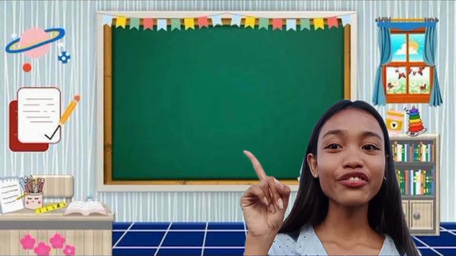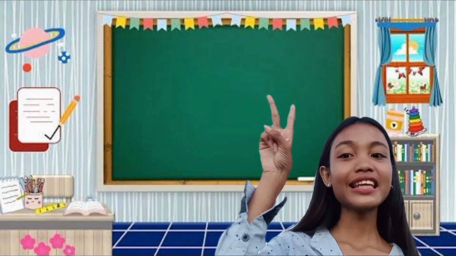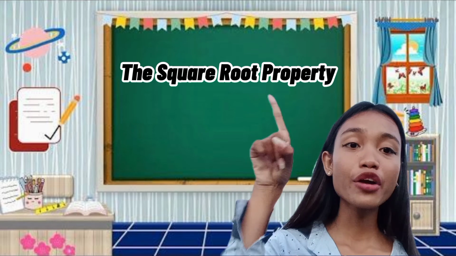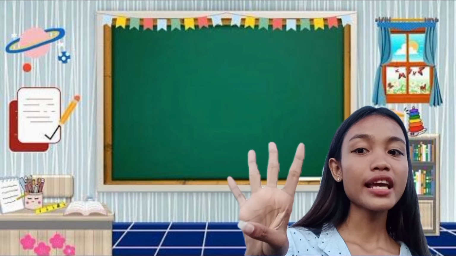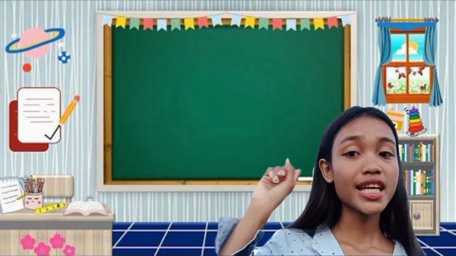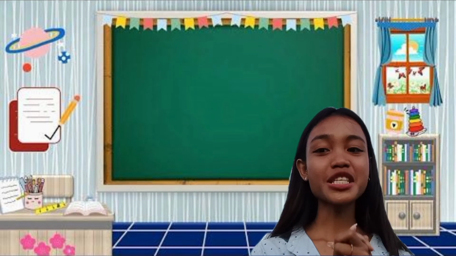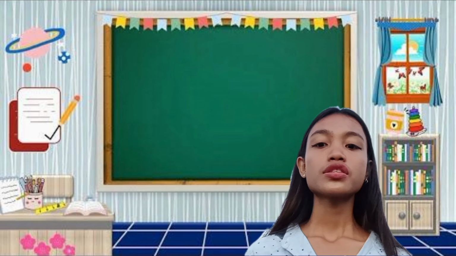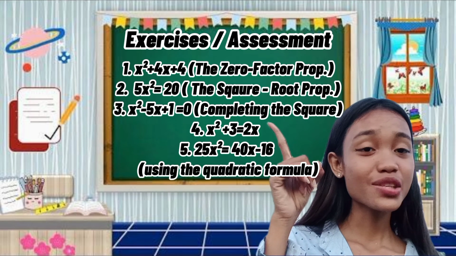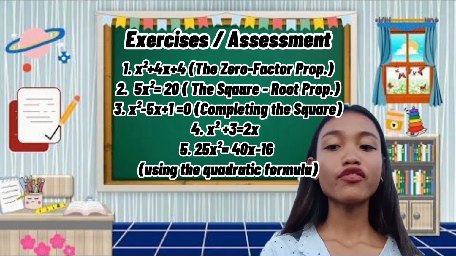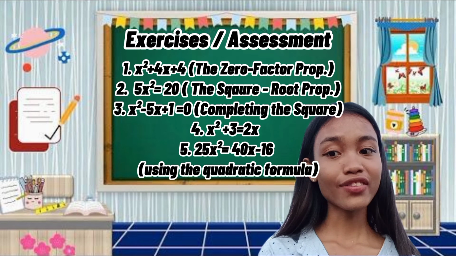First, we solved quadratic equation using the zero-factor property. The second is we solve quadratic equation using the square root property. Completing the square is the third. And the fourth is the formula given, which is this formula. So I am giving you now an exercise for you to answer. I will be posting the exercises for you to answer. If you have learned something from the discussion, answer the following exercises given.